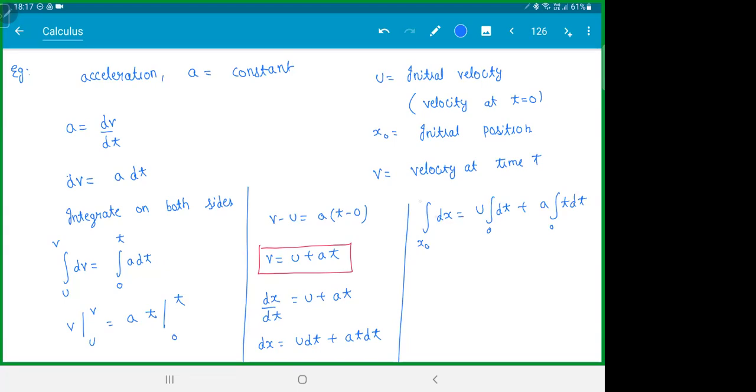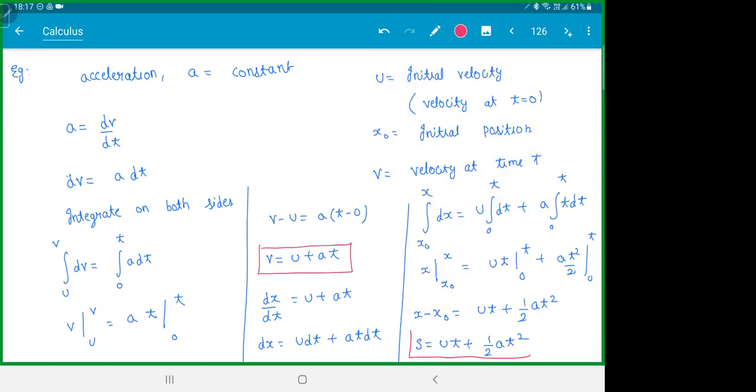It is some x naught, which is given, and x at time t. So this would be integral of dx from x naught to x. This will be u into t, limits 0 to t, plus a into t square by 2, limits 0 to t. If you substitute this, you end up with x minus x naught is equal to u into time plus half a t square. x minus x naught is nothing but displacement. So we write this as s is equal to ut plus half a t square. This was your second equation of kinematics. This is how we can actually derive them.